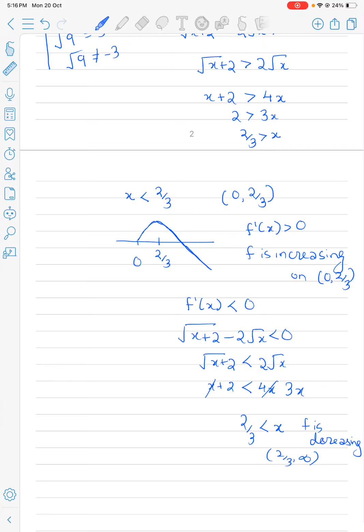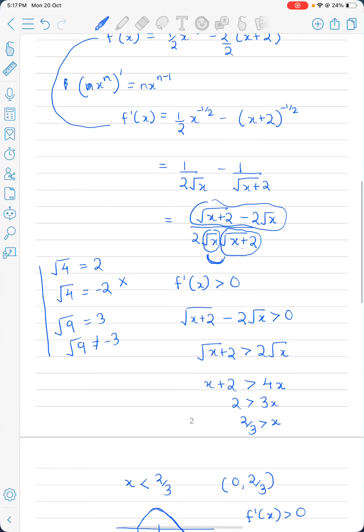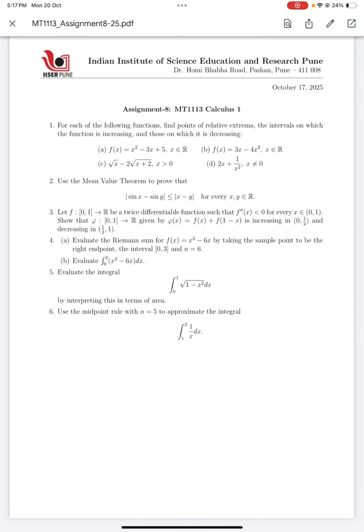So extrema at 2/3, increasing from 0 to 2/3 and decreasing. Okay. I hope you can do question number D on your own one day.